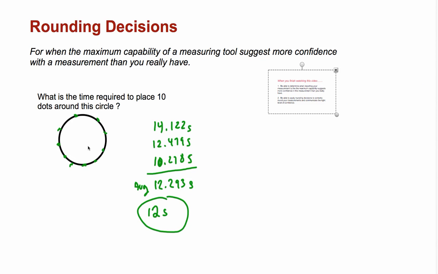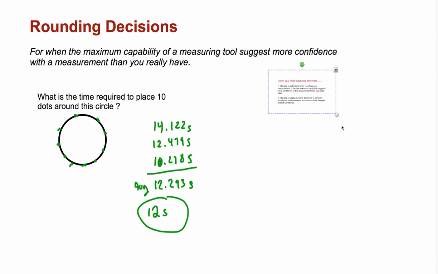Okay, to summarize then, we've introduced a concept called rounding decisions, and we use rounding decisions when the maximum capability of a measuring tool suggests more confidence with a measurement than you really have. We saw a couple of examples, including the amount of time it takes to make 10 green dots around the circle, where even though the maximum capability of the stopwatch was to the thousandths place, we really only had confidence to the ones place, and so we recorded our measurement rounded to the ones place.